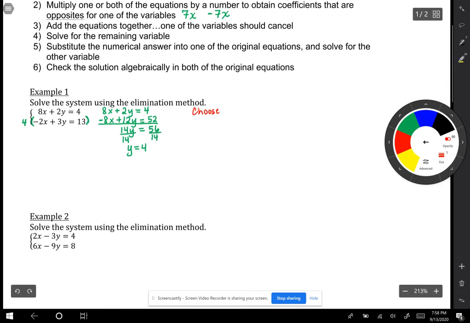So choose an equation to plug y back into.